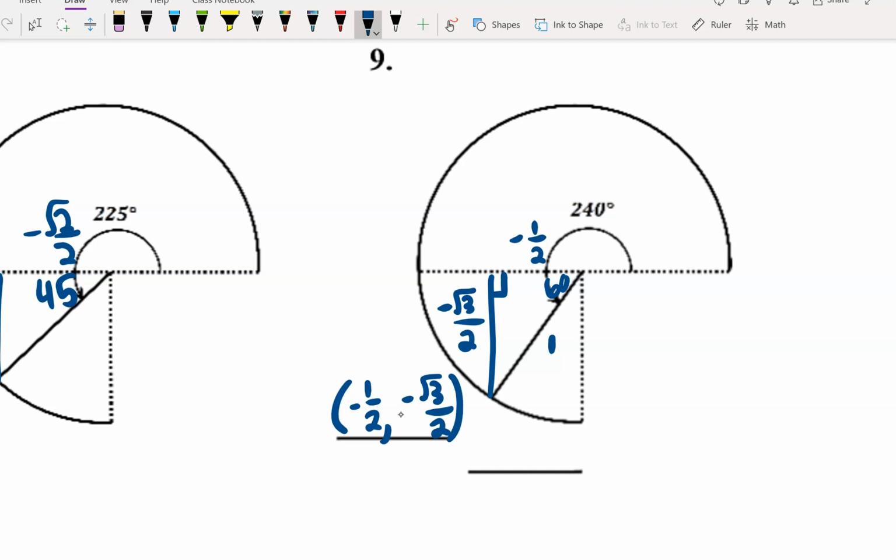And then to find this in radians, the reference angle is 60 degrees. So this is going to be a pi/3. Why did I write 6? Sorry. This is going to be a pi/3.